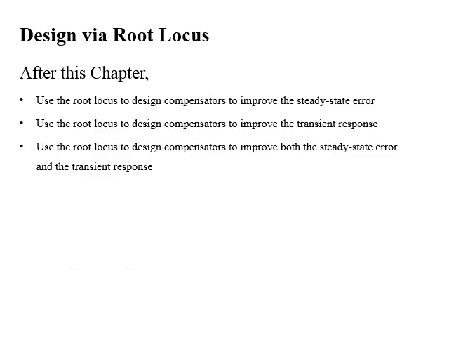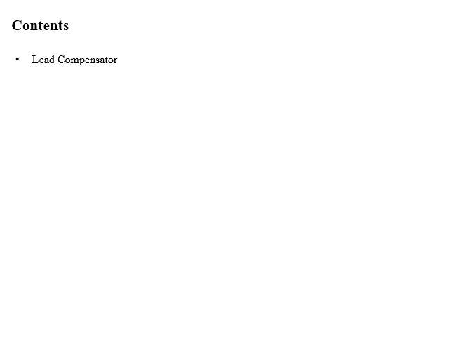Dear students, after this lecture you will be able to design a controller to improve the transient response or transient specification of a system. Contents of this lecture are lead compensator. A lead compensator is made up of passive components.